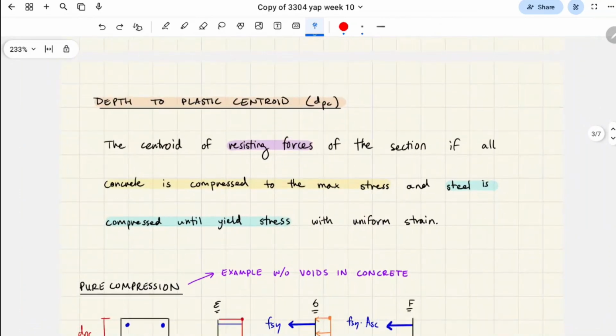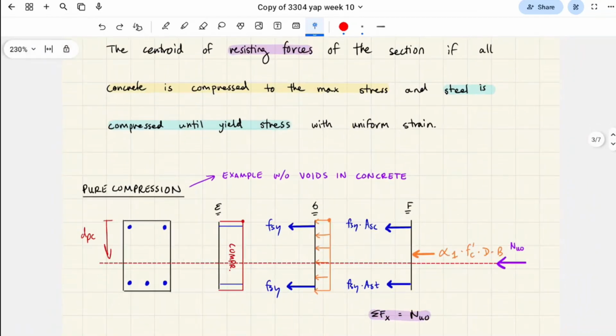Okay, so the first thing we're going to talk about is depth to the plastic centroid. This is a bit of a trippy thing to wrap your head around. Basically, it's to do with compression. In the columns part of this course, you have to consider the case of pure compression, unlike before for beams where we just considered flexure. So this strain diagram used to be triangular, where the top was compression and the bottom triangle was tension.